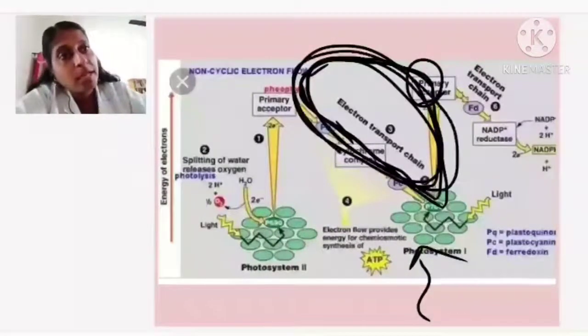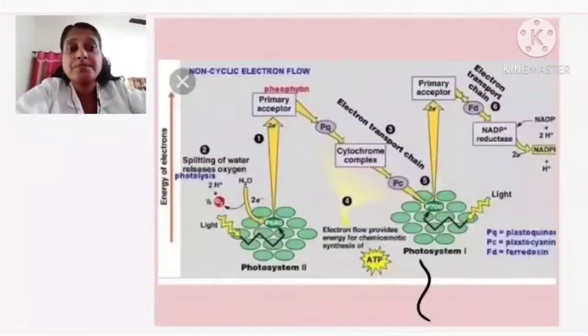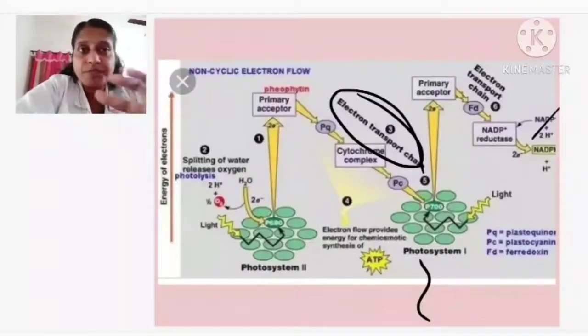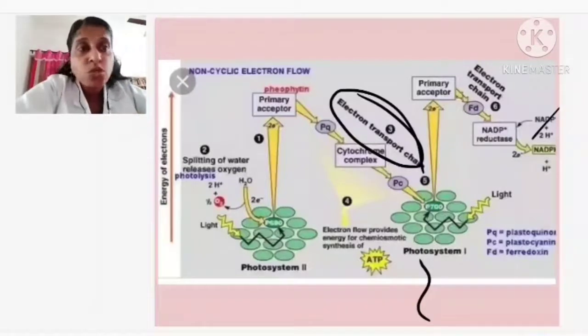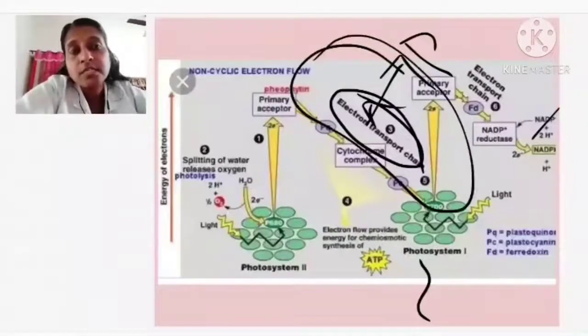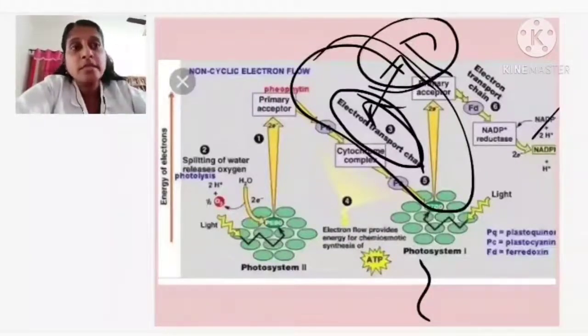Electrons are flowing in this manner, okay? It is not going here, it is going in this manner. This process we call cyclic. When this cyclic process is taking place, will NADPH2 be produced? No, NADPH2 will not be produced. Only ATP will be produced, because ATP is produced from ADP. There is no production of NADPH2, and water will also not be split.